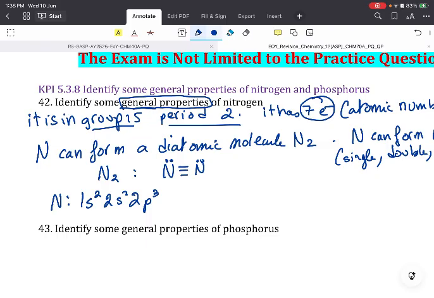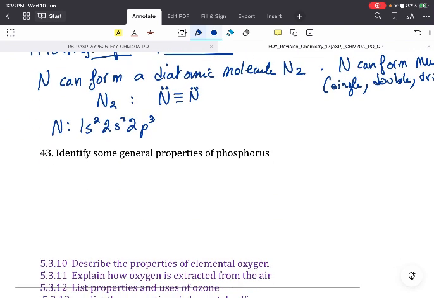If they want to talk about the uses of nitrogen or where we find it, it's usually found in the Earth's atmosphere. The air has so much nitrogen in it. We have liquid nitrogen used to make things very cold. So just some general properties, whatever you can remember about nitrogen.